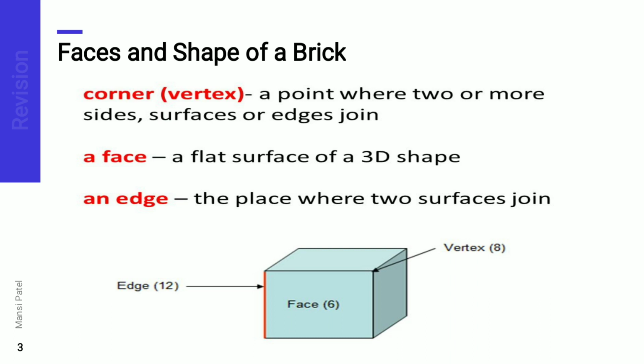Now what about the edges? Edges means we can say the sides, a place where two surfaces join. This one is first and this one is second. So both are known as the sides or the edges. And how many edges are there? 12 edges are there. We can say that the shape of the brick is like a cuboid. So a cuboid has 8 vertices, 6 faces and 12 sides. Let us see which are those.